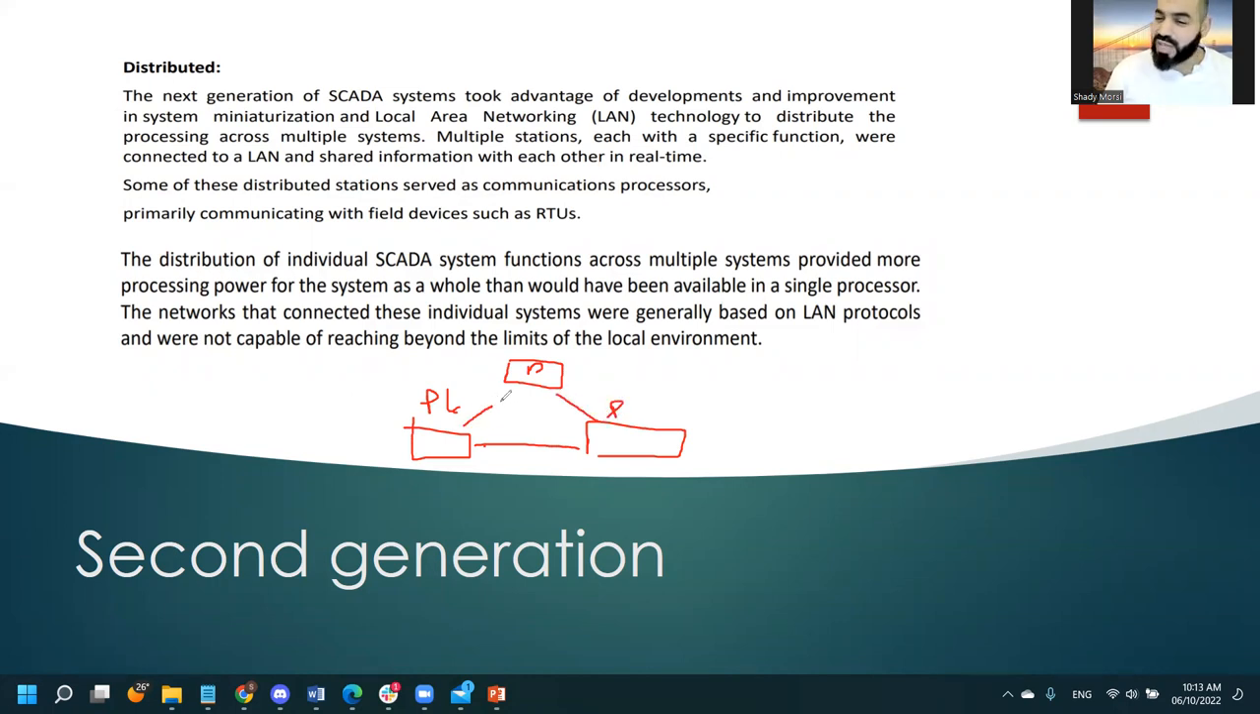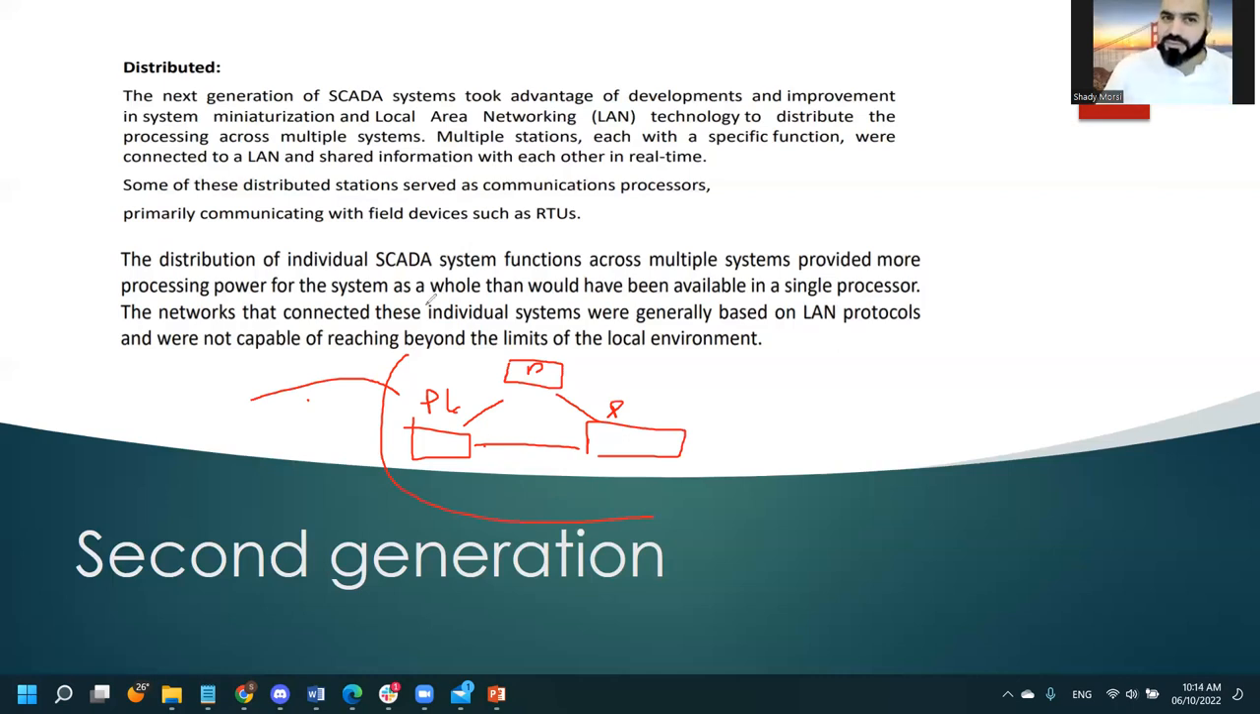So this was the introduction of LAN. But still, my factory is my factory, okay? No one is accessing this equipment from outside. So basically, this PLC can communicate using LAN technology, like Ethernet or whatever, using protocols, but they are not exposed to outside, okay? The WAN technology at that time was not really there.